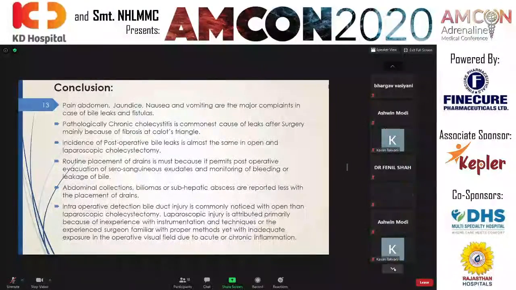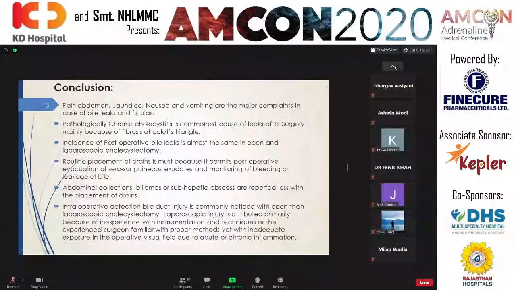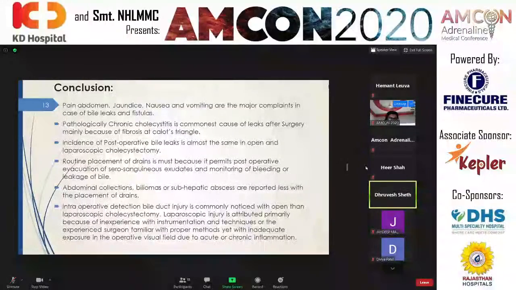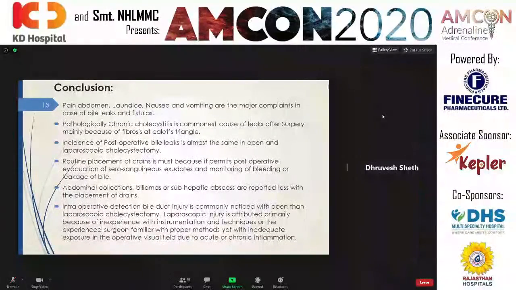Laparoscopic injury is attributed primarily to inexperience with instrumentation and techniques, or to the experienced surgeon familiar with the proper method yet with inadequate exposure in the operative visual field due to acute or chronic inflammation. Next slide, please.